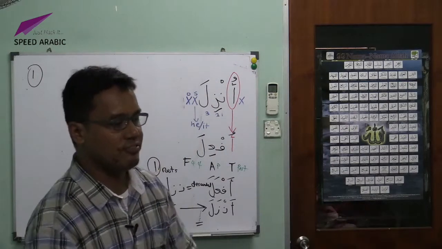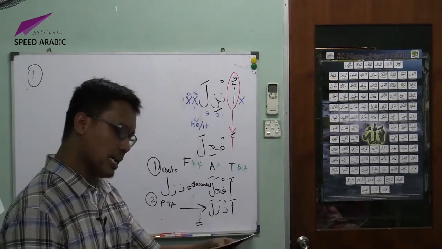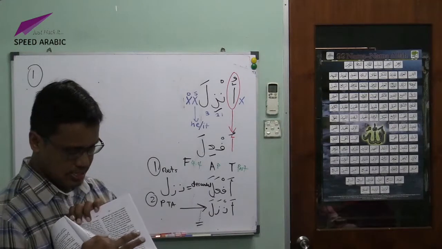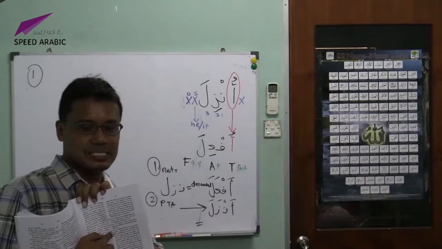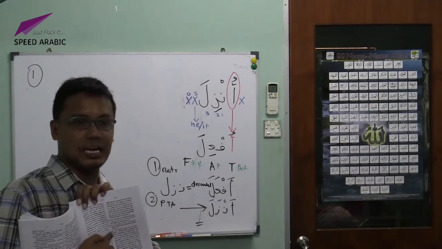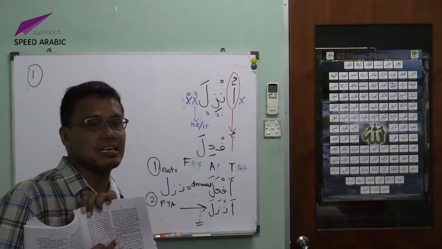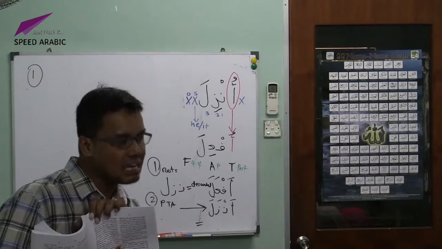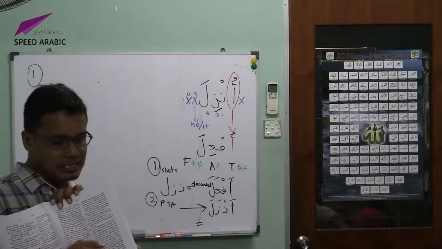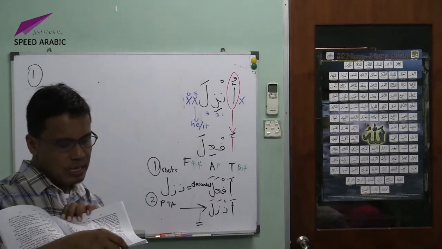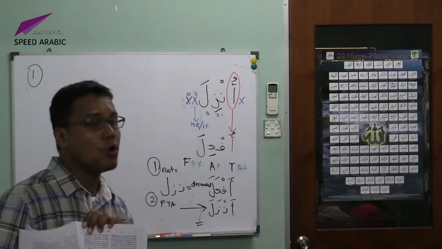So it's 145. Nazala. This is the root entry. Any entry is the root entry. Just beside it is nazala, but from this meaning you can't get the meaning of unzila. You have to go to the PTA of unzila. What's the PTA of unzila? Anzala. That means you have to go down until you get to anzala.